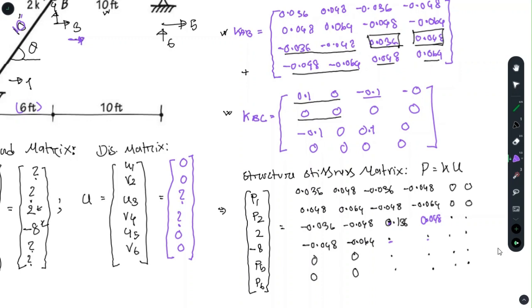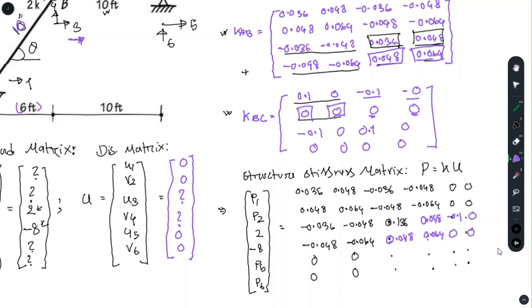And these will be replaced as they are. So it would be minus 0.1 and it would be 0. And here you have this value and here you have this value, so you just add them and you will get 0.048. And for this value you just add that with this and you will get 0.064. And the next entries will be 0 and 0.